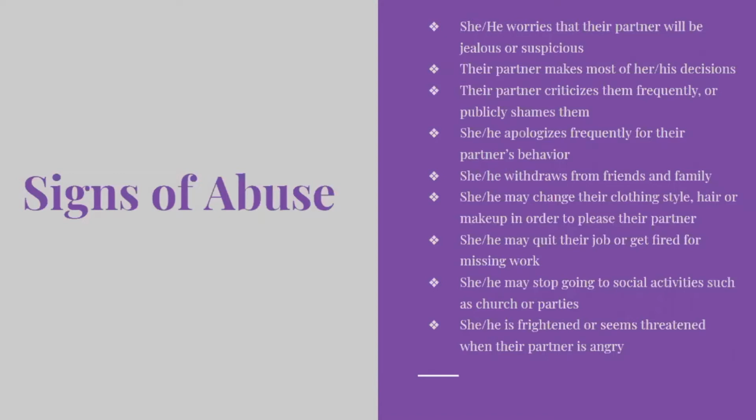She or he also apologizes frequently for their partner's behavior. For example, the partner may throw a fit and storm out of the room in front of a bunch of people. The victim may say, "Oh, he's just tired. He had to work a long shift." That is an example of a victim making an excuse or an apology for their partner.